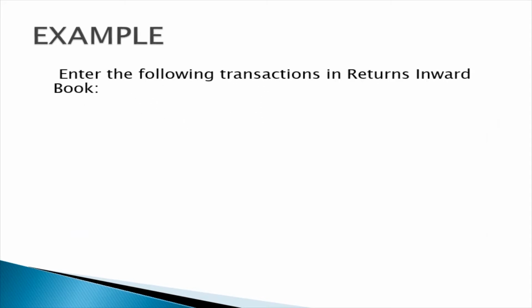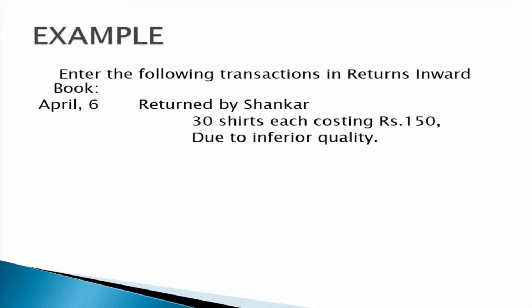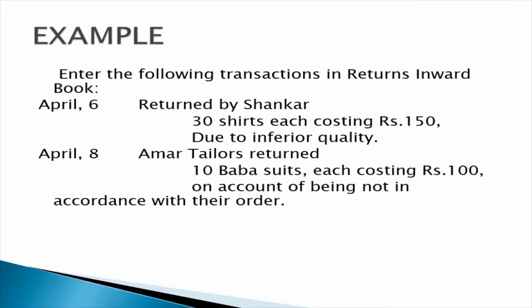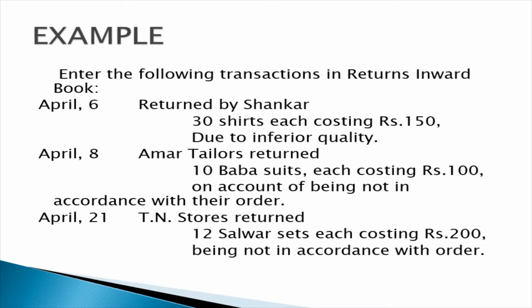In remarks column, we will record the reason for return of goods. Let's take an example. Enter the following transactions in the returns inward book. April 6th, returned by Shankar 30 shirts, each costing $150 due to inferior quality. April 8th, Amar Tailors returned 10 Baba suits, each costing $100 on account of being not in accordance with their order. On 21st April, TN Stores returned 12 salwar sets, each costing $200, being not in accordance with their order.